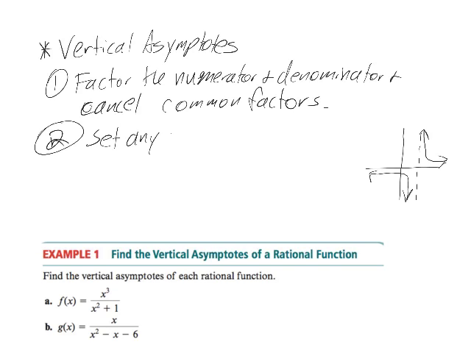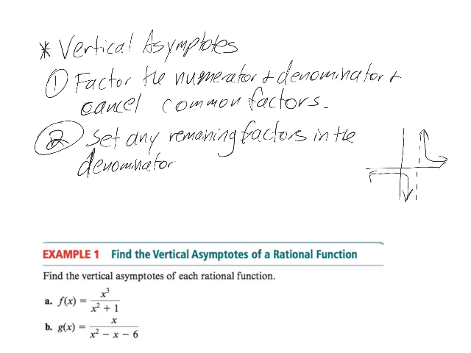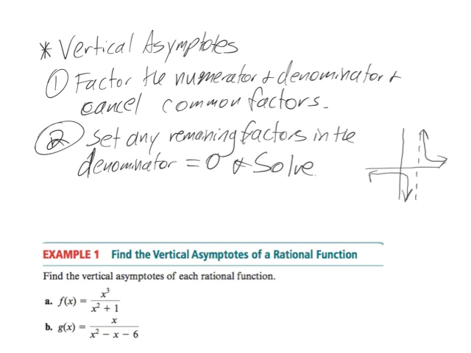Set any remaining factors in the denominator equal to 0 and solve. And those will be your vertical asymptotes. They're written as little vertical line equations, so they're always written x equals constant. Okay, that's always the form they take on.